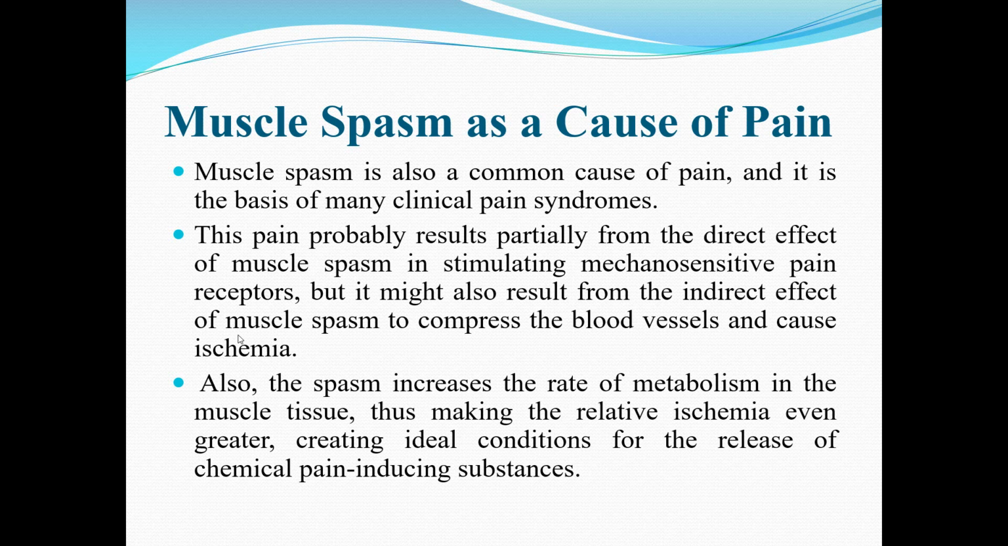So we can say that the mechanical factors are there, as well as compression of blood vessels leading to ischemia, which is one of the causes, and the spasm increases the rate of metabolism in the muscle tissue. At the same time, there is ischemia, which is again accelerating the accumulation of more and more lactic acid, so more and more production of chemical pain-inducing substances.